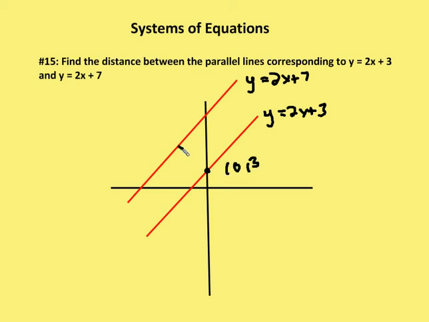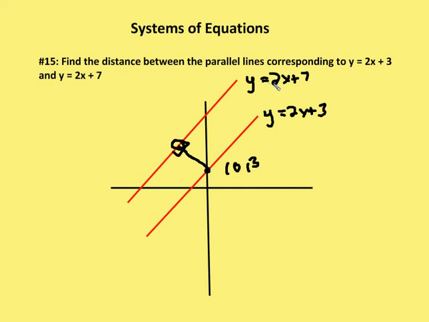And then we're going to draw a line here that's perpendicular to y is equal to 2x plus 7, because we know the shortest distance between two parallel lines is a segment that is perpendicular to both lines. And so we're trying to find that distance, and that's just assumed from this problem. So we need to figure out what that point is right there.